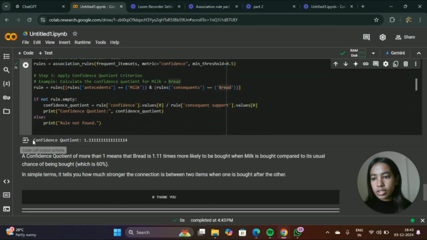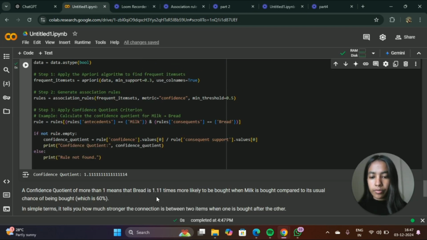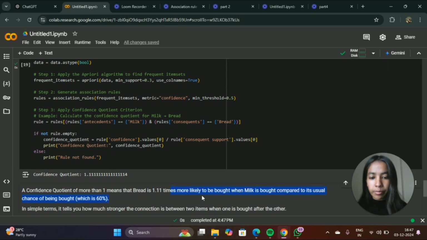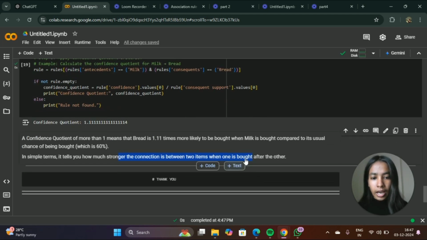The confidence quotient is 1.111114. That means bread is about 1.11 times more likely to be bought when milk is bought, compared to its usual probability. In simple terms, it tells how much stronger the connection is between the two items when one is bought after another. This is the video.